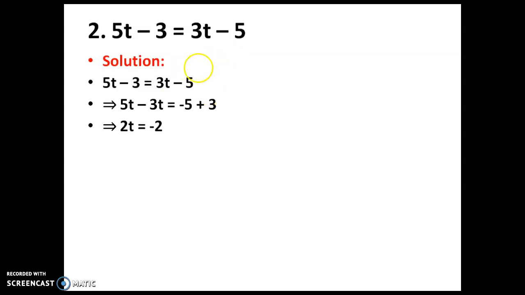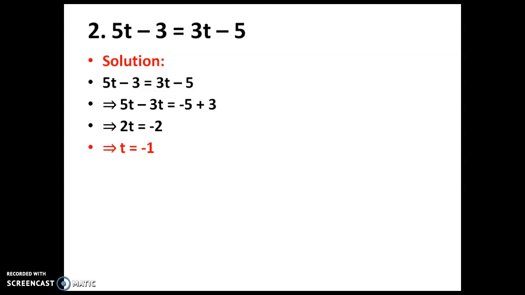We have to use the sign of the bigger number. Whenever you have one positive number and one negative number, you subtract the numbers, then put the sign of the greater number. Which is greater here? 5 is greater, so that sign you use in the answer. So you will get 2t equal to minus 2. So t equal to minus 1.